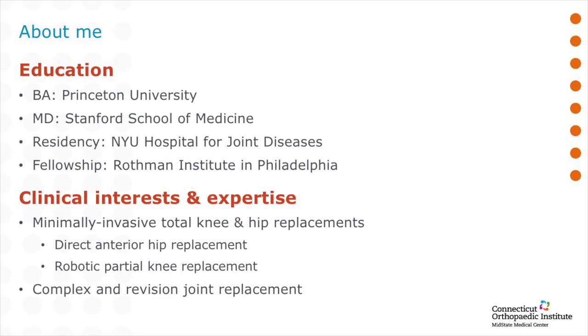So first, I thought I'd tell you a little bit about myself. I got my undergraduate degree from Princeton University and then went to Stanford for medical school. I moved back home to New York for my residency at NYU, and then did 1 extra year special training in hip and knee replacements at the Rothman Institute in Philadelphia.